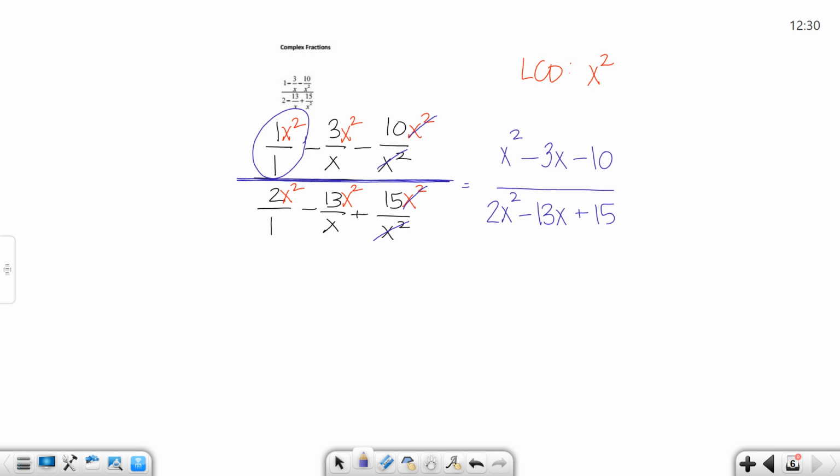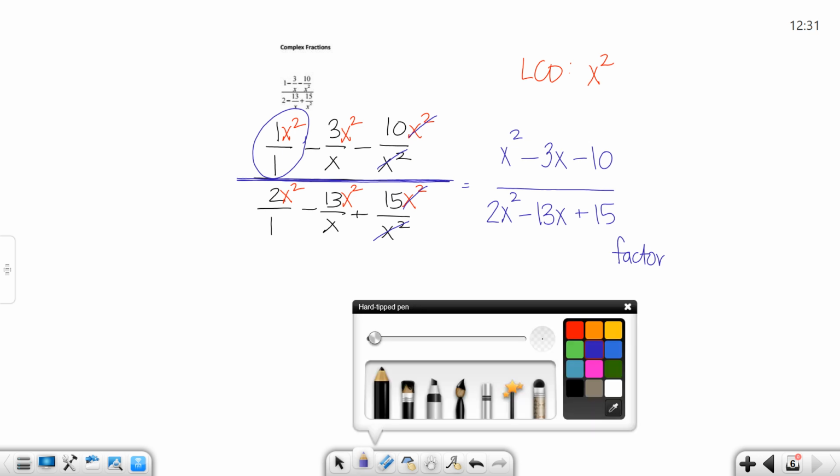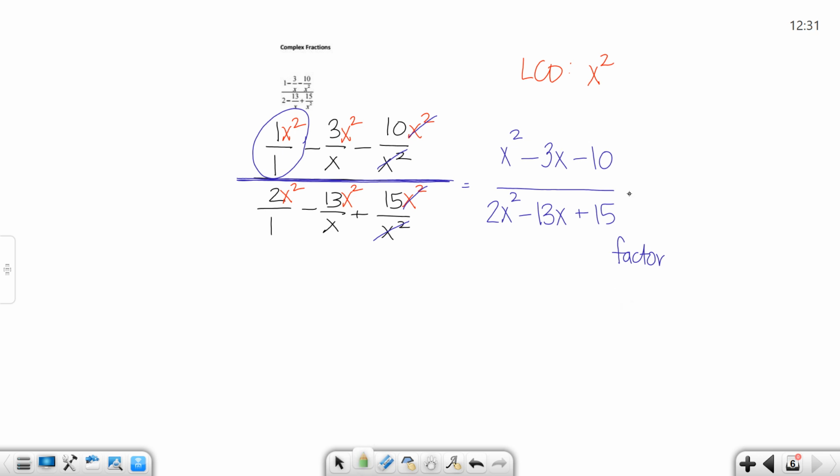And that's how you simplify one. Now, we're not done with it, but that's how you simplify it. Once you get it into a more usable state, you're going to factor it, if possible. So across the top here, we can factor. The factors of 10 that subtract to give me 3 are 5 and 2.